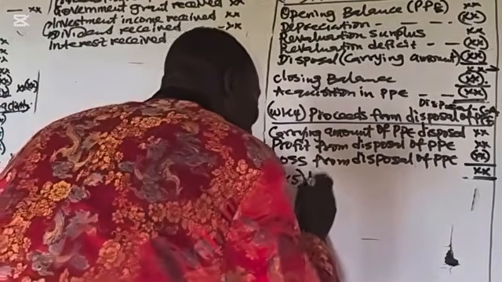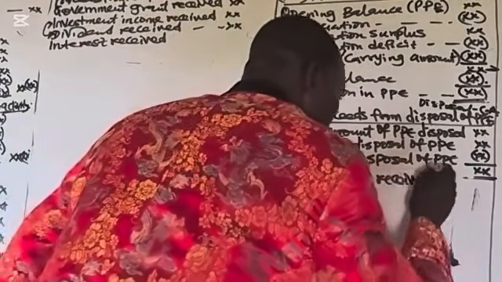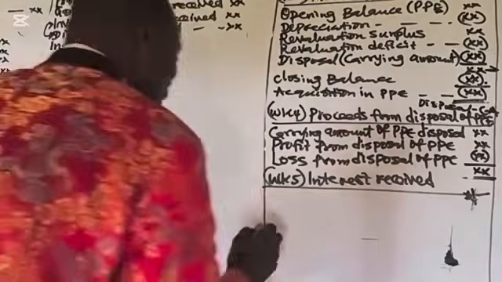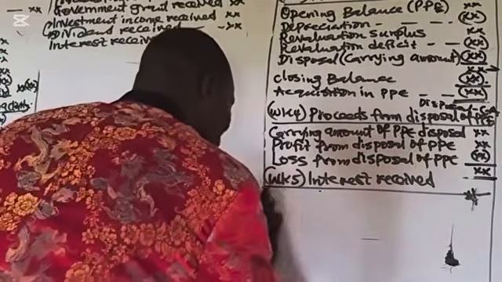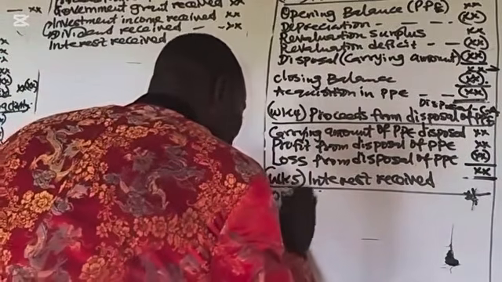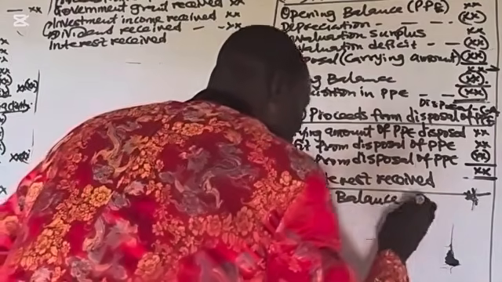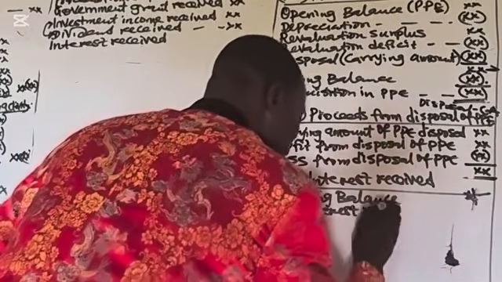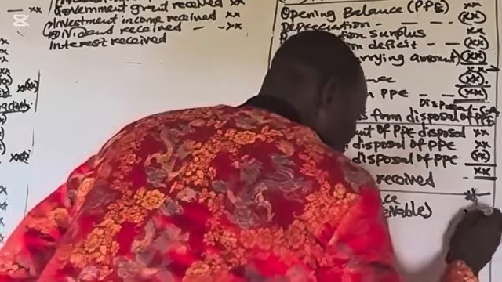Then we have interest received. You want to calculate the interest received. I've told you under your current asset, you may have interest receivable. You have the opening balance as usual, that is interest receivable, under current asset.